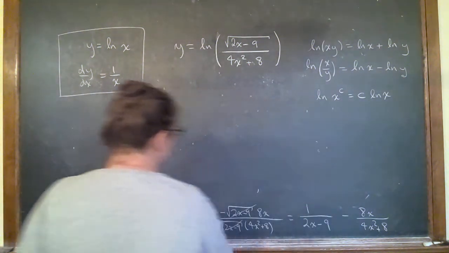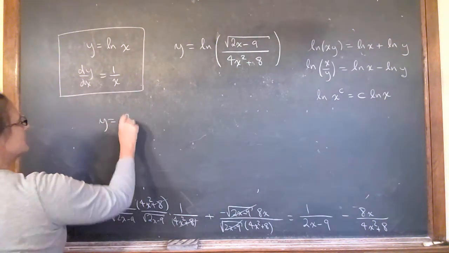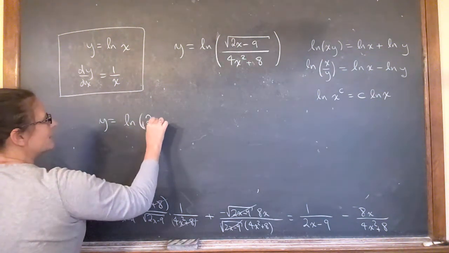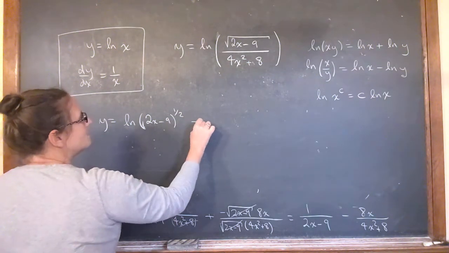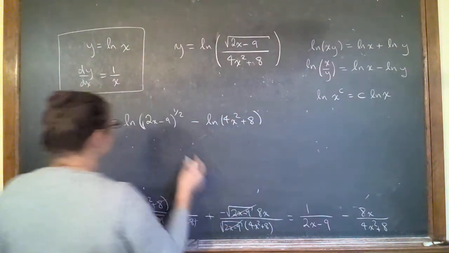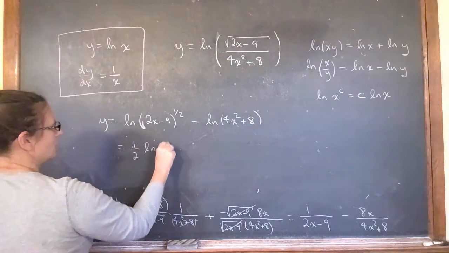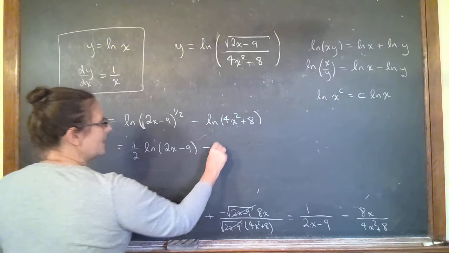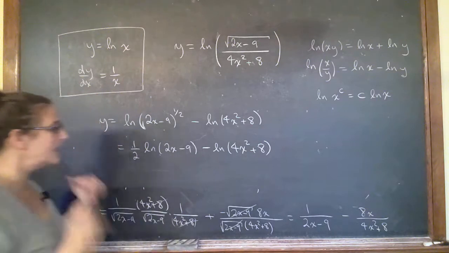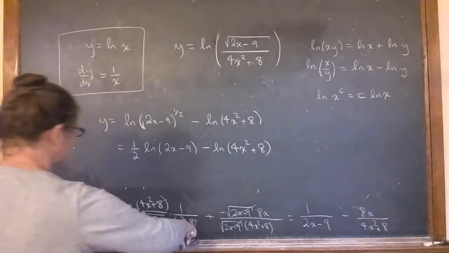If you don't want to do that, you can simplify this thing first. I can rewrite this as natural log of, well, this would be (2x minus 9) to the 1/2 minus natural log of 4x squared plus 8, right? And then I could even pull that one down, so then I would have 1/2 natural log of 2x minus 9 minus natural log of 4x squared plus 8. Now these are much easier to take the derivative of because I don't have to do any quotient rule or anything.